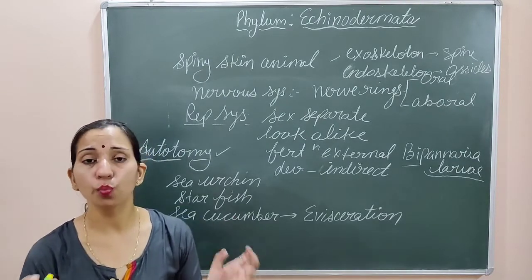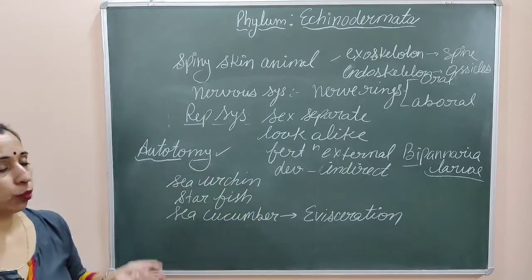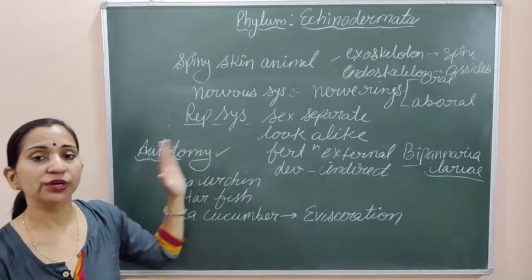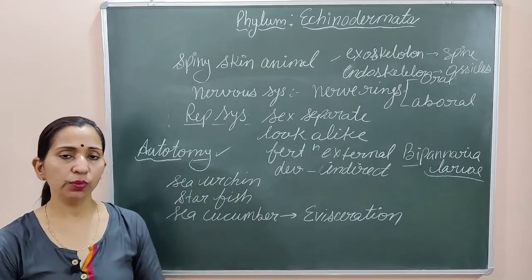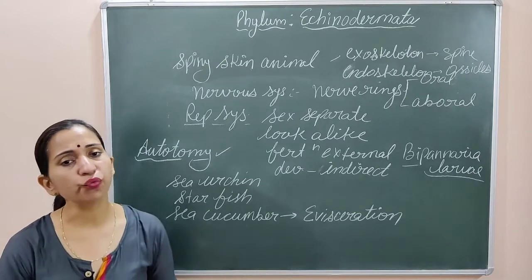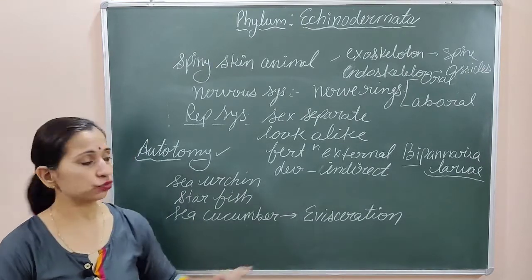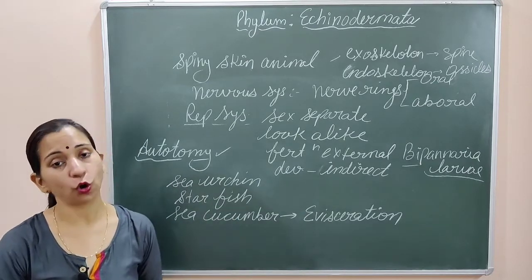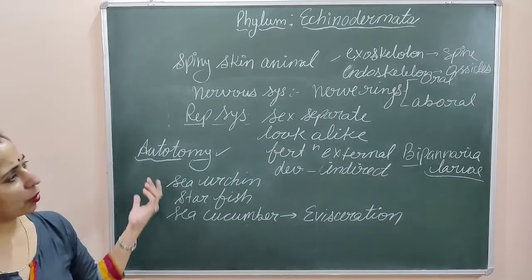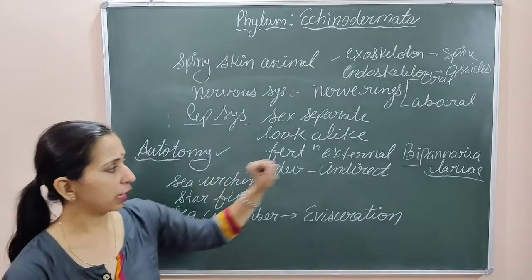And they have autotomy, means they can release their body parts, or they can regenerate their body parts if they lost them. कोई भी लोस्ट पार्ट से कंप्लीट अपनी स्ट्रक्चर को फॉर्म कर सकते हैं. And in the sea cucumber we can see the important structure that is evisceration, that is releasing of their internal organs outside. So this is about some important characteristic features, and an important thing is about their larva also.